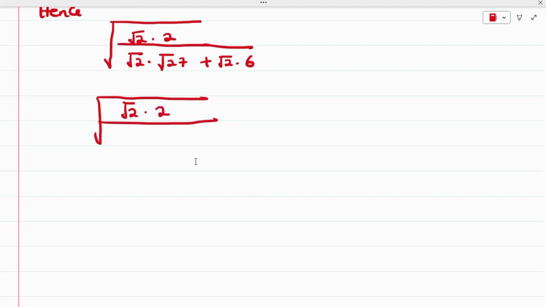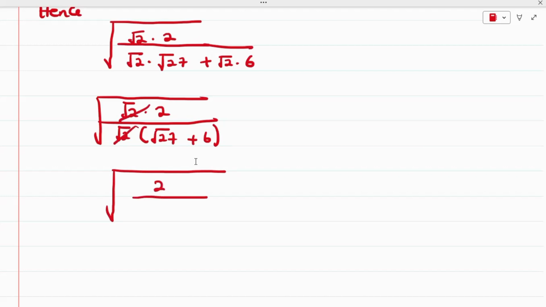So from here, for the denominator, we have the square root of 2 to be common, and if we factor that out, we have the root of 27 plus 6. So then the square root of 2 is going to cancel out, so we have 2 divided by the square root of 27 plus 6. So the next thing we want to do is to simply rationalize right here.